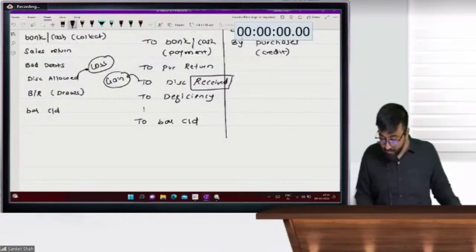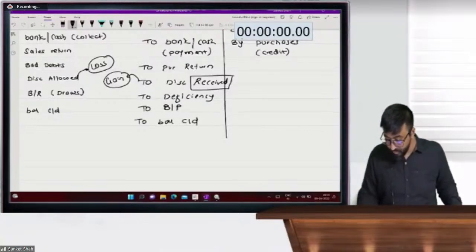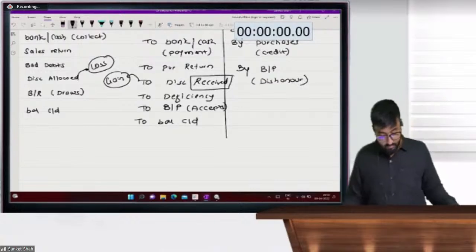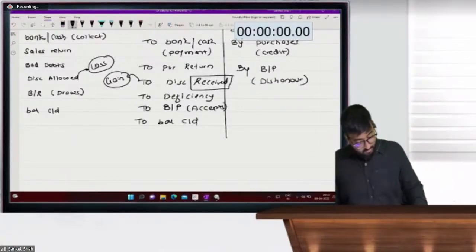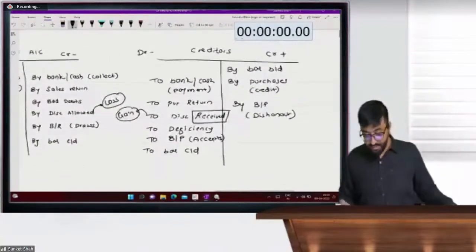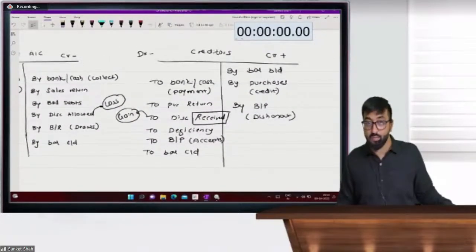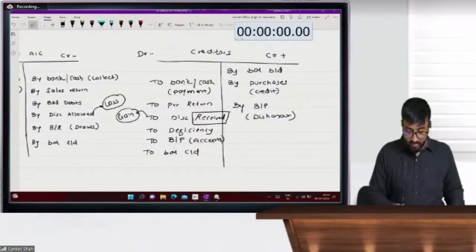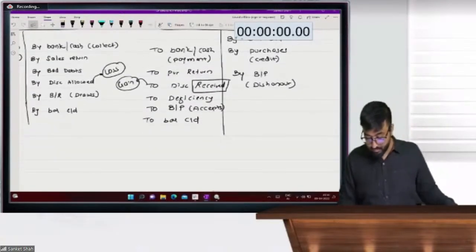And to bills payable. When you accept a bill, and by bills payable when the bill is getting dishonored. Easy? Ekdam easy. Yes, creditors pro forma. Very important, na? All these pro formas. Chalo. Next one.